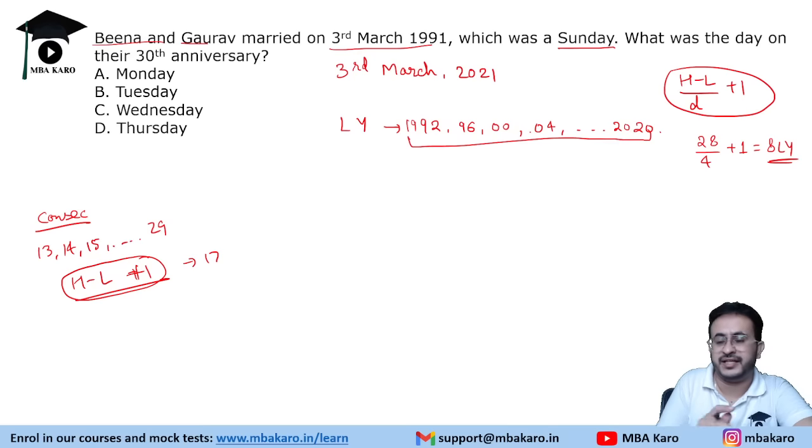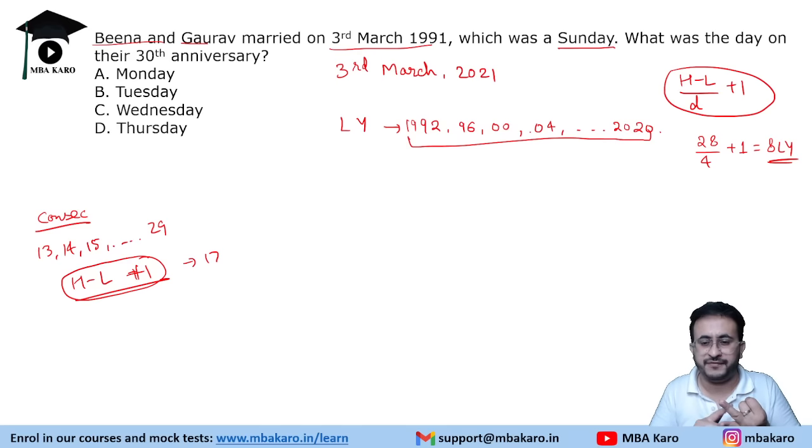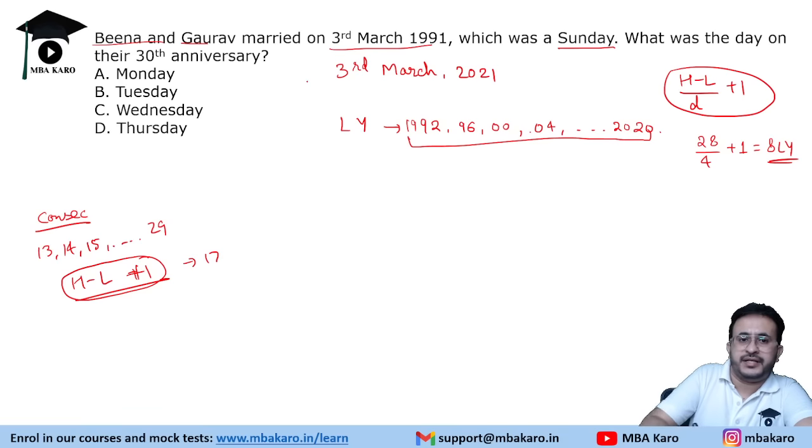Many people will say that there are 7 leap years. There will be 8 leap years. Manually count करके देख लो 92, 96, 2000. Okay, then 2004, 2008, 12, 16 and 20. Okay, so you will have a total of 8 leap years. Now, in 30 years, 8 leap years and 22 normal years.